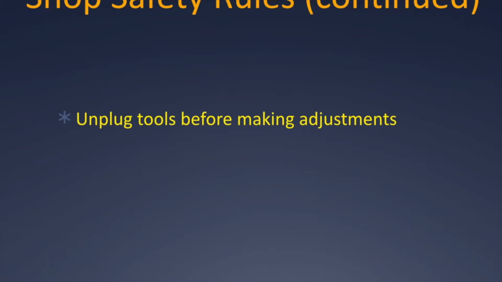Before you make any adjustments to the tools, make sure you unplug them. Some people think that turning them off is enough, but it's not. You need to unplug the tool before you, say, change out a saw blade, something of that nature. It keeps someone from accidentally turning the saw back on while you're using it. Such an instance could cause a major accident.